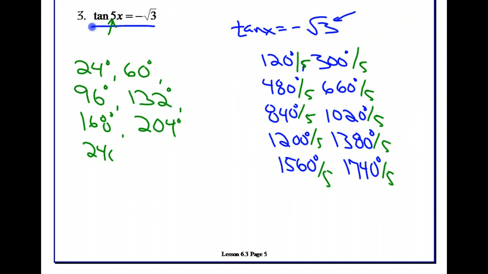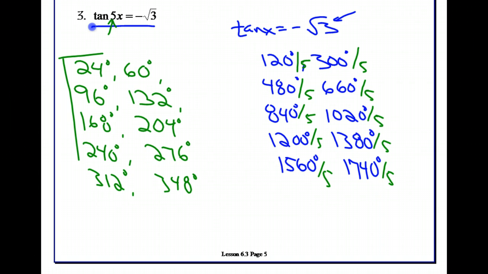I'll just continue with my division. 1200 by 5 is 240. Here we get a 276, which again is up by 36, I believe. Yeah. And then here we get a 312. And our final answer looks like a 348 degrees. And those would be our 10 answers where the tangent of 5x equals negative square root of 3. Okay, that's the basic idea.